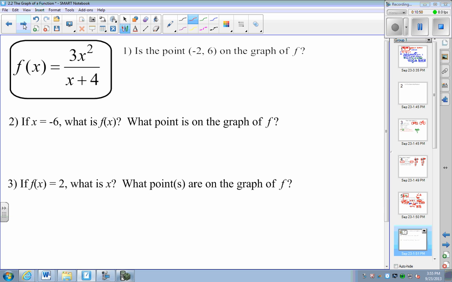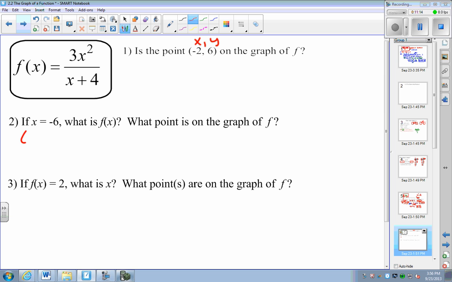Okay, 3x squared all over x plus 4. If you want to get an idea what it looks like, throw it in your calculator. It's the same kind of ideas here. So you might want to pause, copy down all these questions here, and then we'll go about solving them. So is the point x comma y on the graph? We're going to plug those in and see what happens.